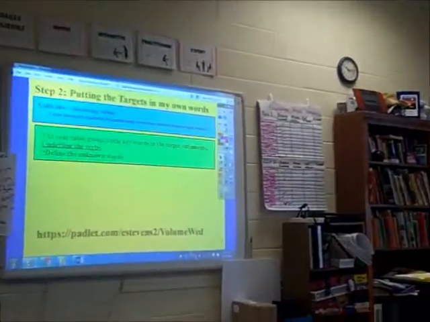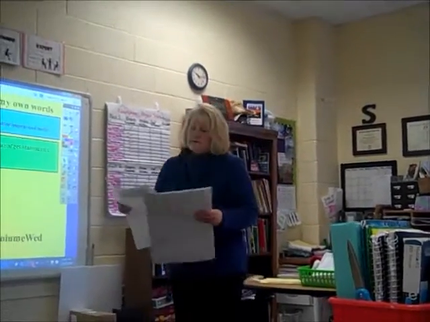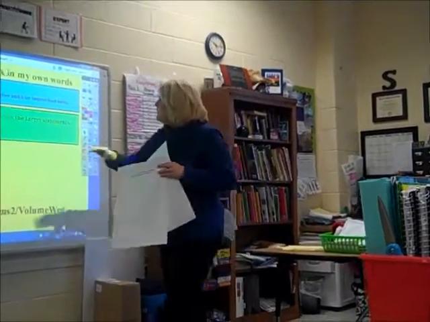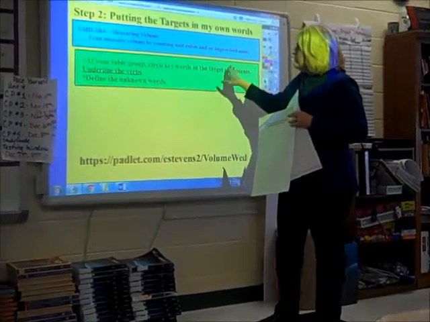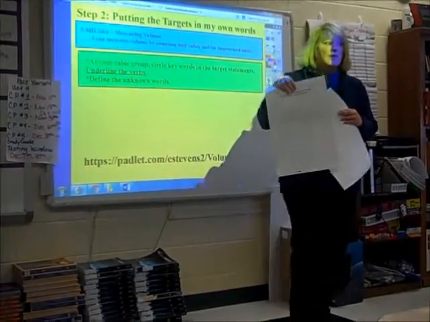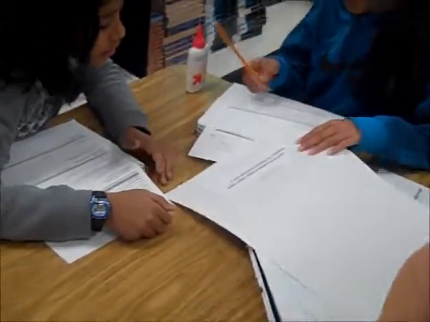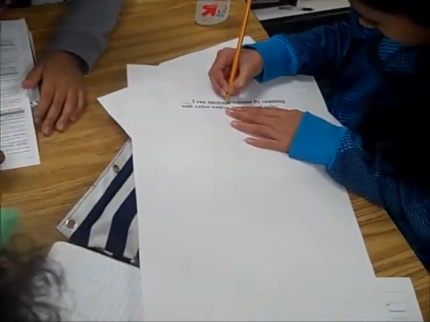So at your table group, you have a piece of paper with the learning target on it. I would like for you guys to circle the key words in the target statement, underline the verbs, and define what words are unknown to you. I can measure volume by counting unit cubes and or improvised units.